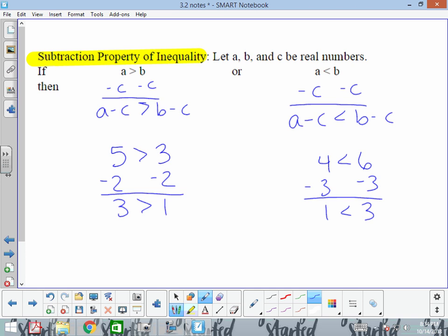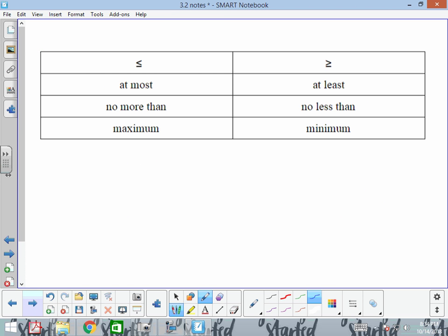All right, now at the bottom, I'm just reviewing a little bit on less than or equal to. This one's less than or equal to. The words at most, no more than, and maximum are words for less than or equal to. Greater than or equal to: at least, no less than, and minimum.